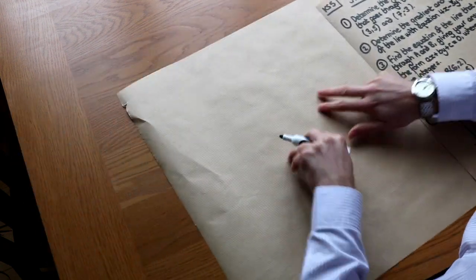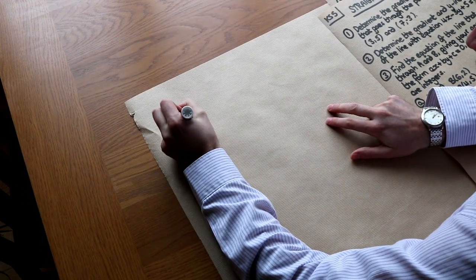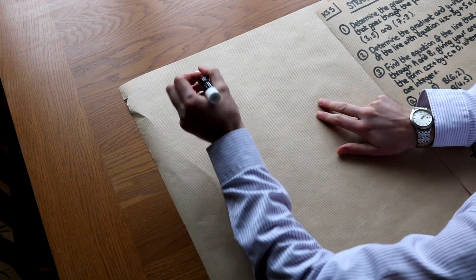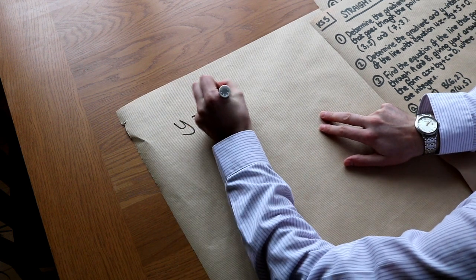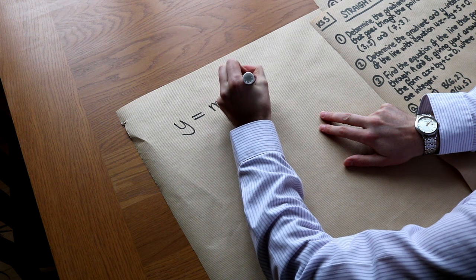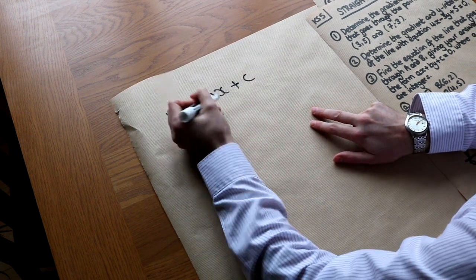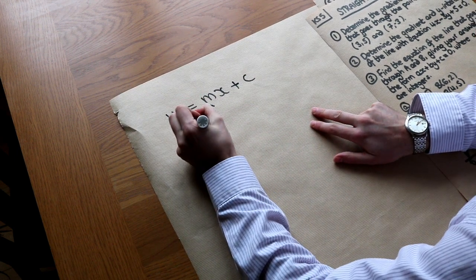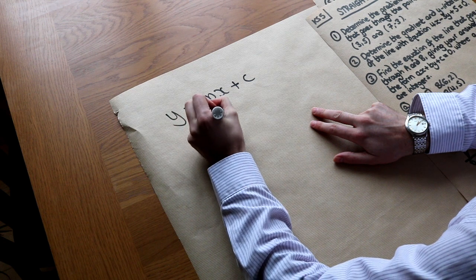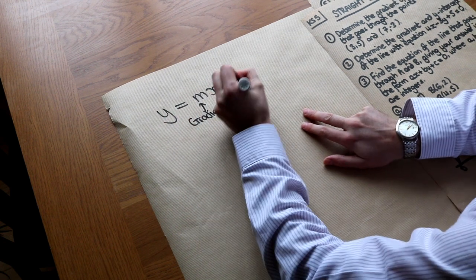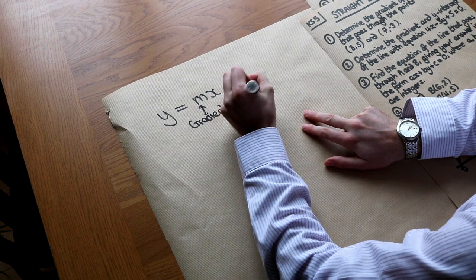Let's just recap some of the basics about straight line equations. The general equation of a straight line is y = mx + c. So you may remember that the m is the gradient of the line, and I'll explain what I mean by the gradient in a second, and the c is the y-intercept.